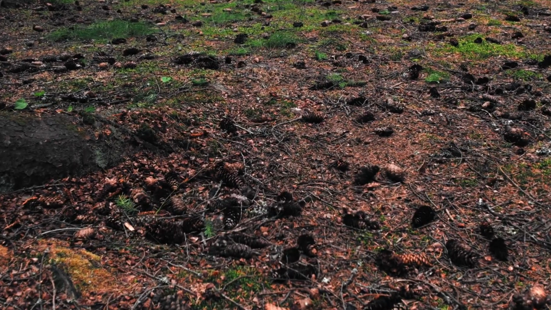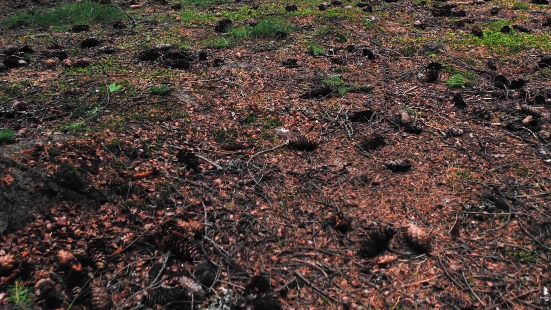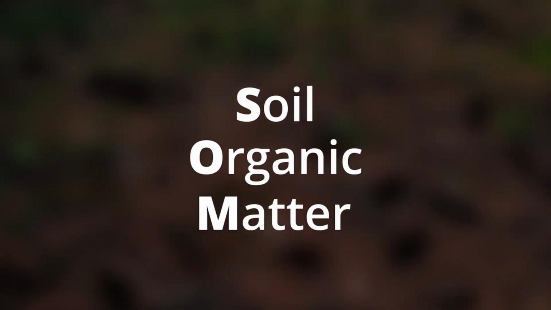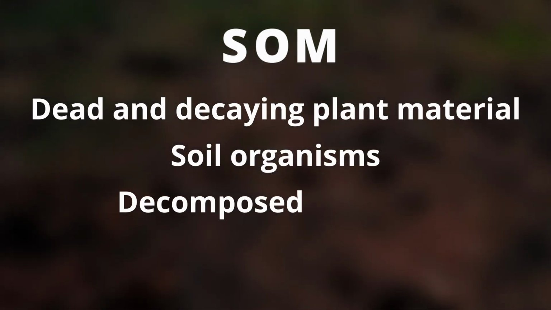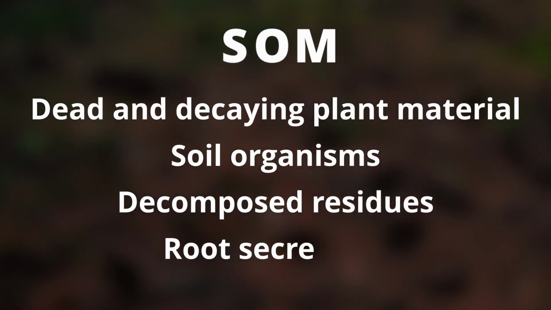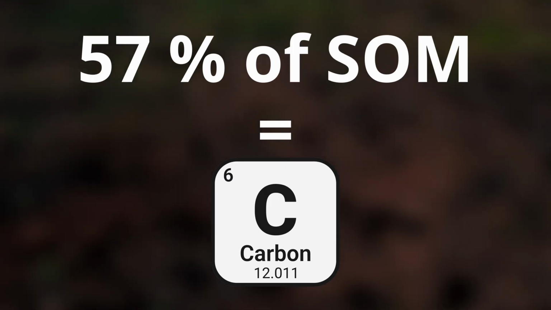Did you know that soils store 2.5 times the amount of vegetation? Soil carbon is mainly stored as soil organic matter, often abbreviated as SOM. Soil organic matter consists of dead and decaying plant material, soil organisms, decomposed residues, and root secretions. And around 57% of soil organic matter is carbon.